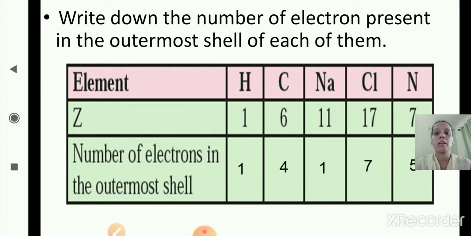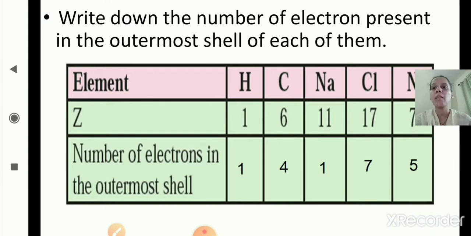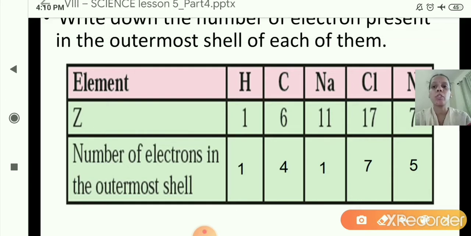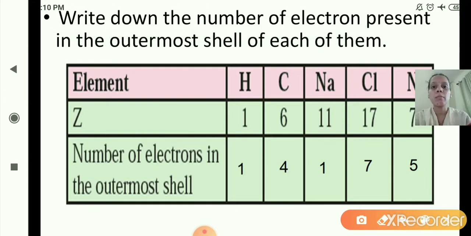Okay, as you can see here, the same table. Now here I have written the answers. Number of electrons in the outermost shell. Hydrogen has only 1 electron in the outermost shell. Why? Because the atomic number, or the number of electrons present in the hydrogen atom, is 1. So it will go in the first shell, that is K shell. So the K shell is the only, and outermost, shell of the hydrogen atom. That is, the number of electrons in the K shell is equal to 1. So the number of electrons in the outermost shell is 1.